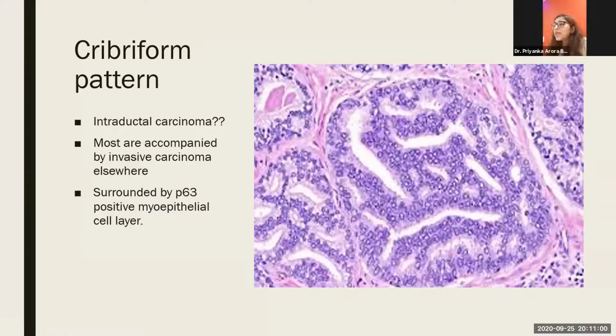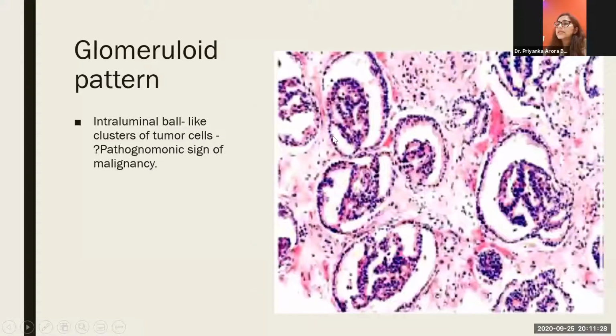And so this is what a cribriform architecture looks like, where the glands are fused and there is no stroma in between the two gland layers, in between the two layers of cells. For example, this is a cell layer and this is a cell layer, and there is no intervening stroma. So that means a fused gland. So many glands fused together will become like a cribriform gland. This is the glomeruloid pattern that again is Gleason score 4, and this is intraluminal ball-like clusters of tumor cells, and it could be said that it is pathognomonic of malignancy.